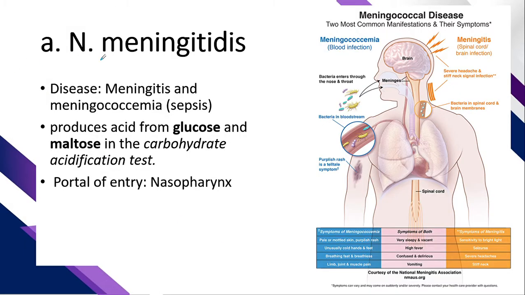So let's go with meningitis. Meningitis causes meningococcemia and meningitis. Meningococcemia or sepsis as we call it produces acid from glucose and maltose in the carbohydrate acidification test, and the portal of entry is the nasopharynx. So symptoms, let's focus our attention here at the bottom. Pale or mottled skin, unusually cold hands and feet, breathing fast and breathless, limb, joint and muscle pain.